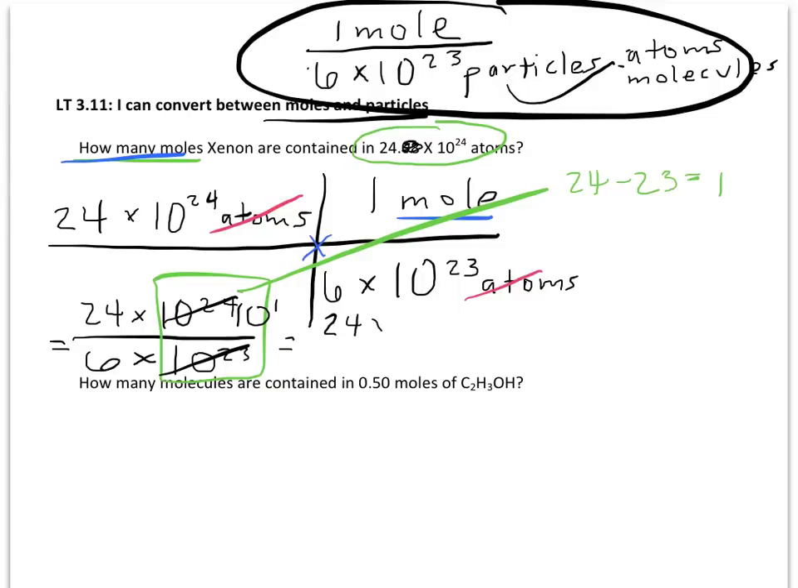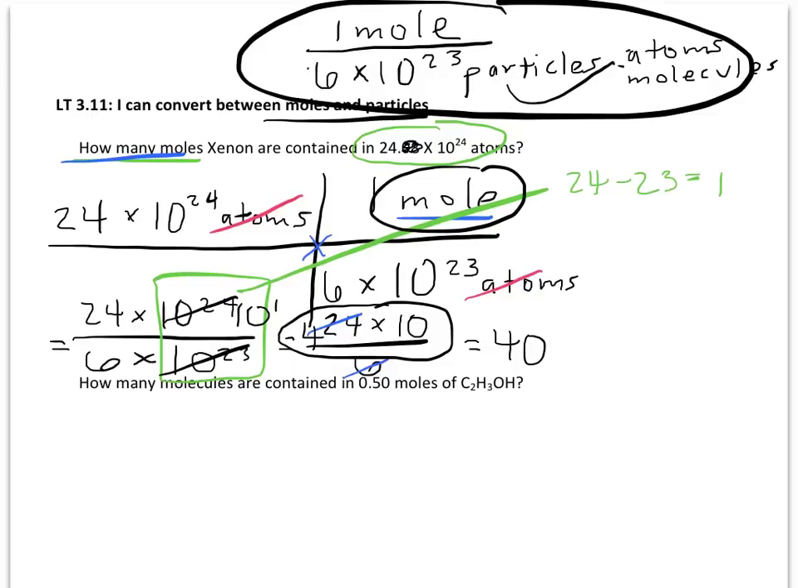So now we have 24 times 10 to the 1st, or 10, all over 6. And we can simplify 24 over 6 to get 4 on top. And if we take 4 times 10, we get 40. And the units we are left with, again, is moles. So we know that if we have 24 times 10 to the 24th atoms of xenon, or anything, there will be 40 moles.